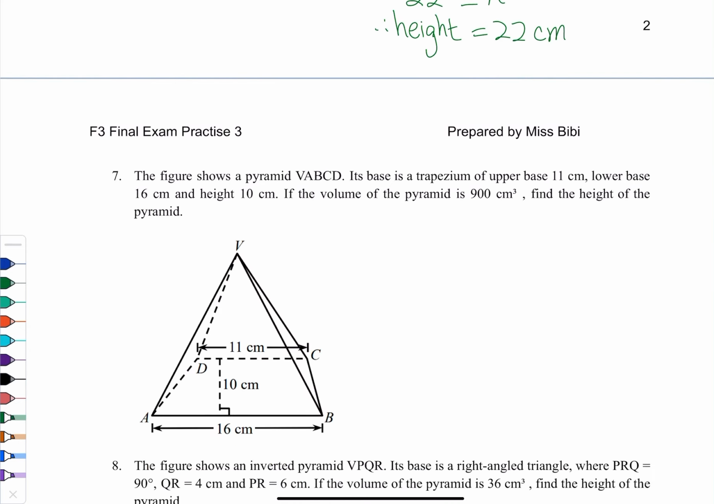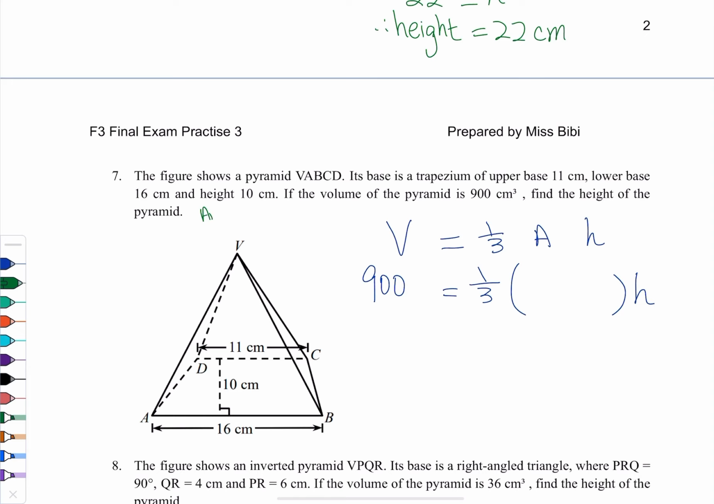Alright, next, same thing. Volume is, this one is very important. 1 over 3 base area times height. Do we have the volume? Yes. 1 over 3. Do we have the area? We can find it. Do we have the height? No. The base now is a trapezium. How do we find the area of a trapezium? Area of trapezium will be, what is a trapezium first of all? It's this shape.